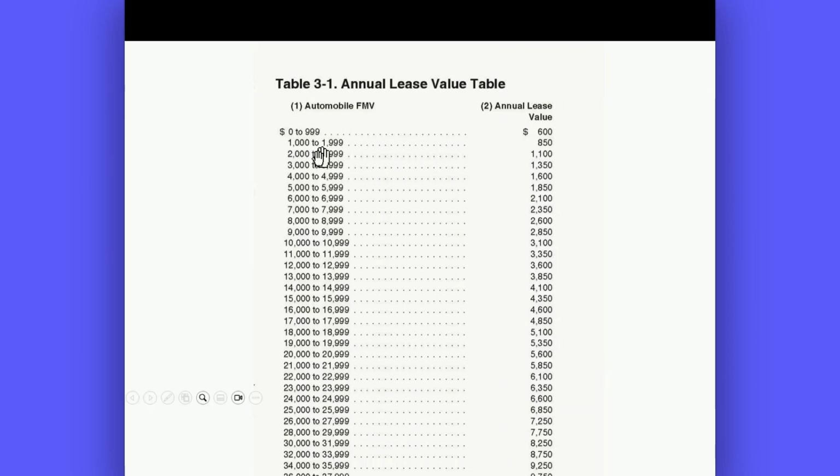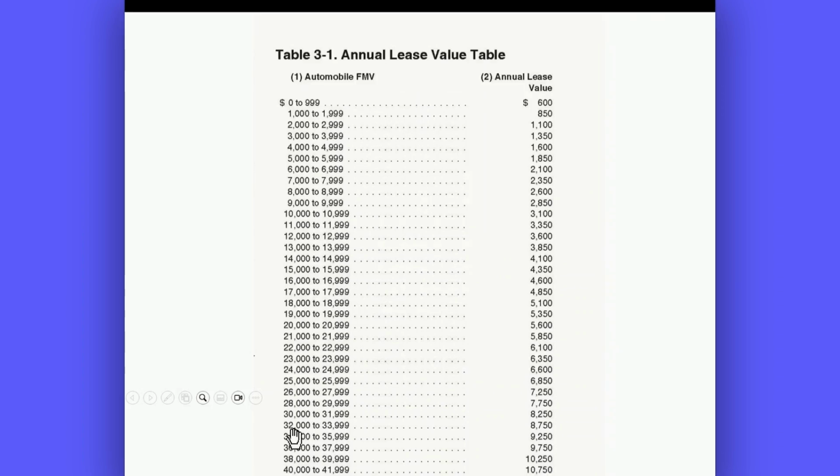So you can look here. This is the fair market value of the vehicle. This is the annual lease value that you are going to use. So let's just say you had a vehicle that was worth $30,000. The annual lease value would be $8,250. So you would multiply that $8,250 by the percentage of personal use for the employee.